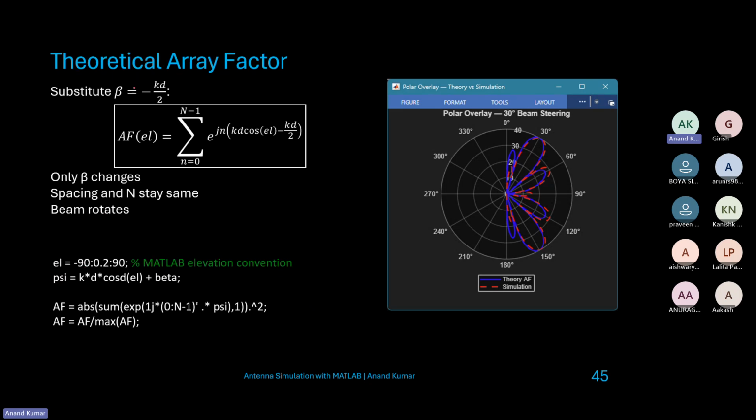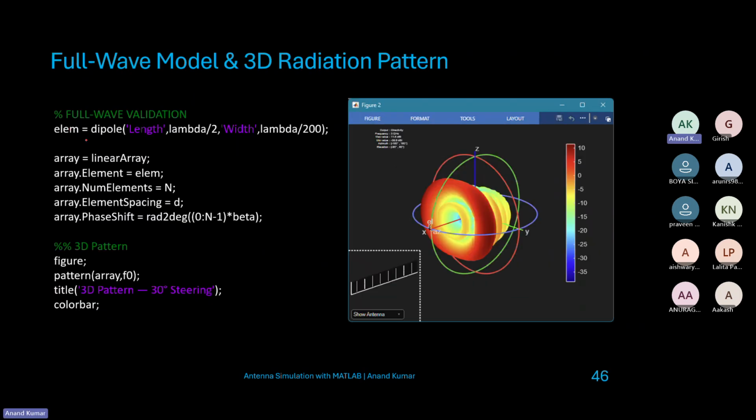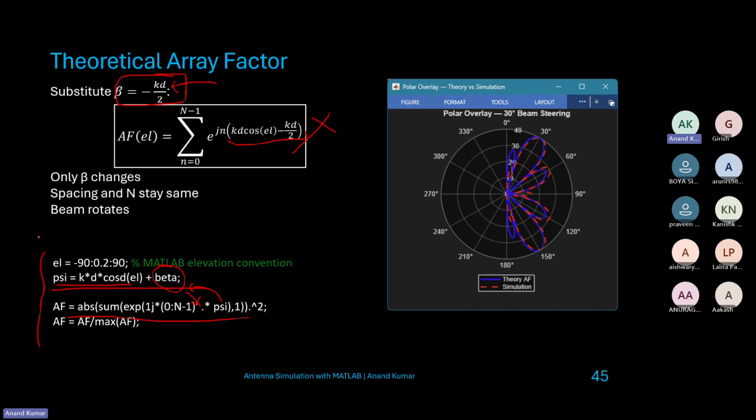And then we again substitute the beta value equal to kd, as you have to do to get the array factor. But again, this is not important because the code directly substitutes the beta value inside this, right? So the array factor expression remains the same. We've just taken out the psi value, and psi is this whole function over here, and then beta is automatically calculated. This is just to show you that beta is minus kd by 2, but it is automatically calculated in the script. And this is for the theoretical calculation.